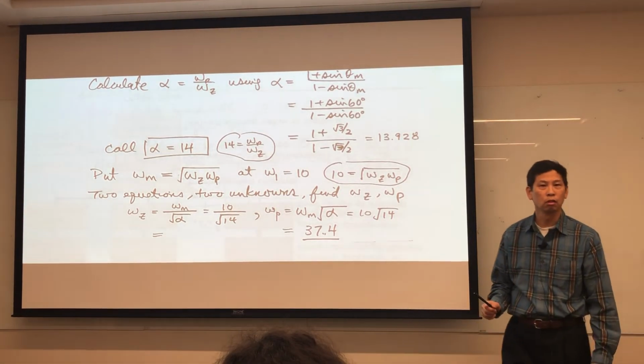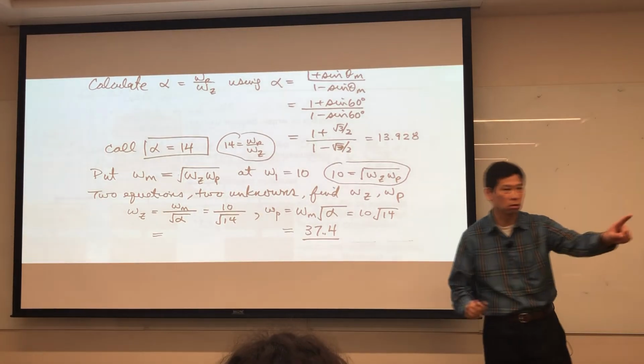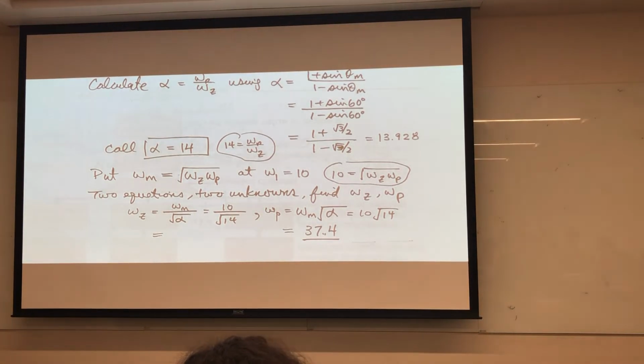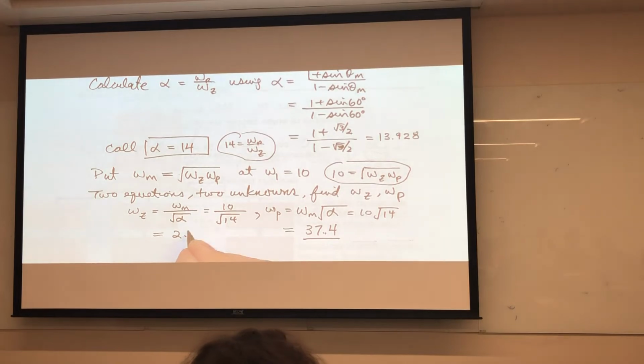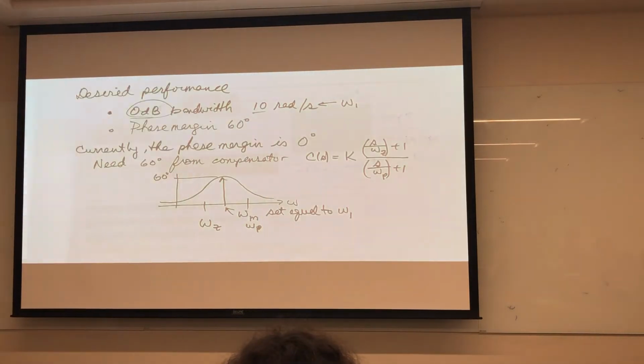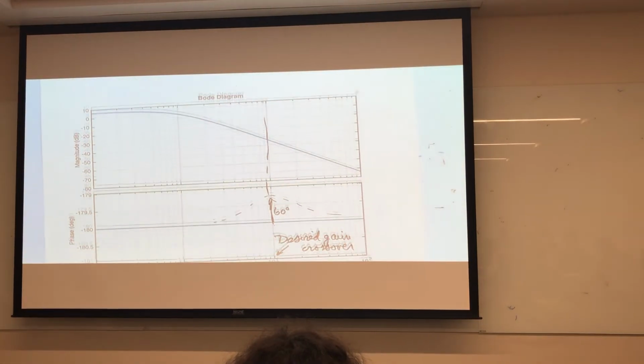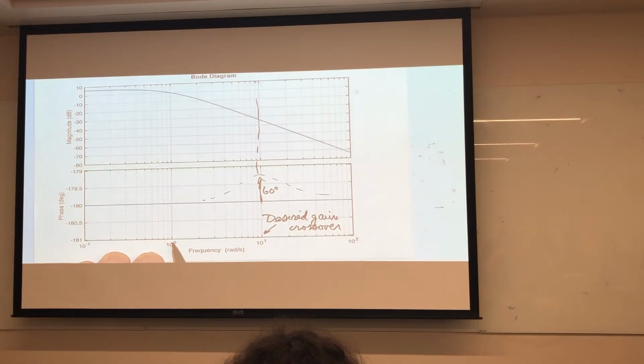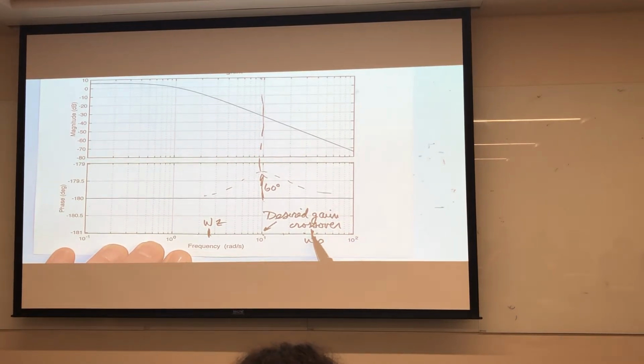2.67? 2.7, 2.7, 2.7, 2.7. Several people said 2.7-ish. Okay. So we come back here to our Bode diagram. 2.7 is about here. And omega p is 37.4: 10, 20, 30, 40, 37 is about here. Okay.